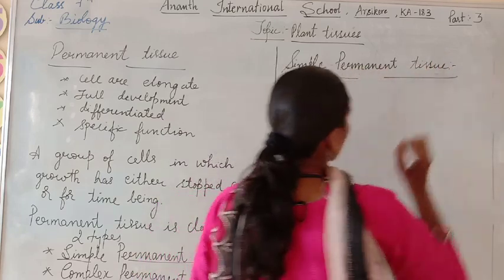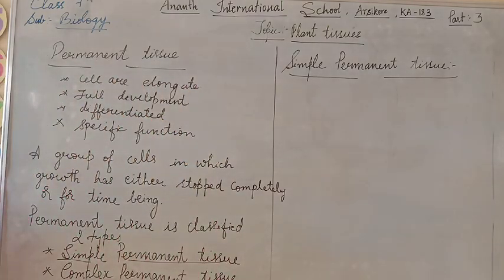What do you mean by simple permanent tissue? Simple permanent tissue means the cells which are present. As we all know, tissue means a group of cells. Even here there are cells. The cells present in the simple permanent tissue are similar in structure and function.